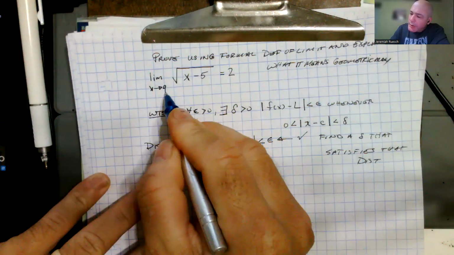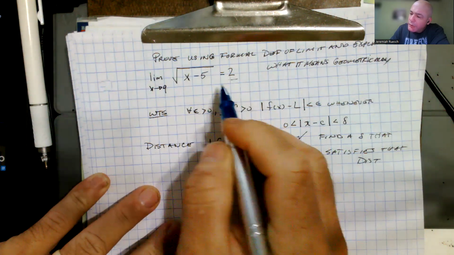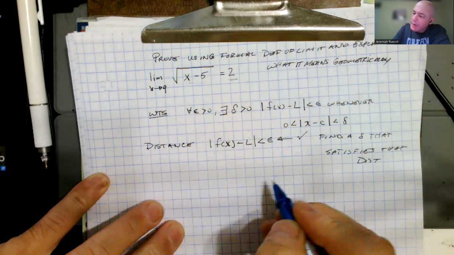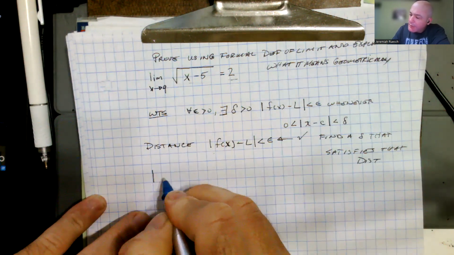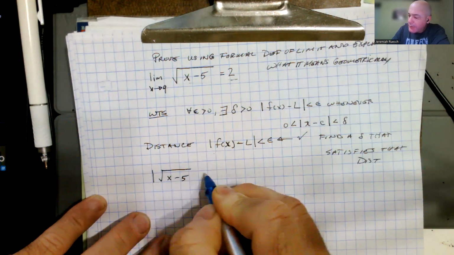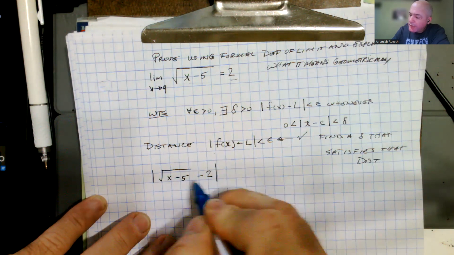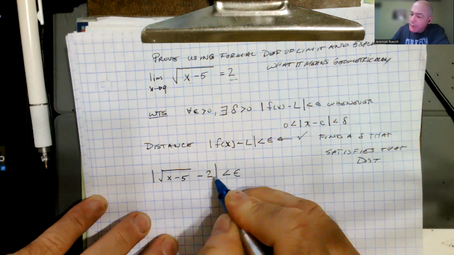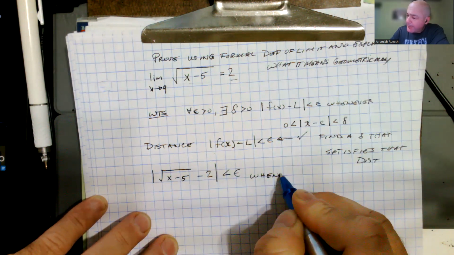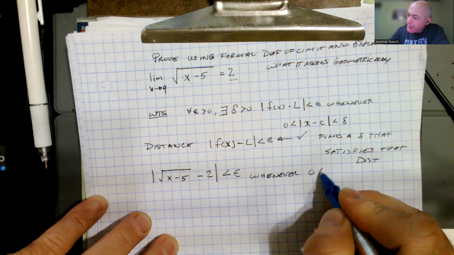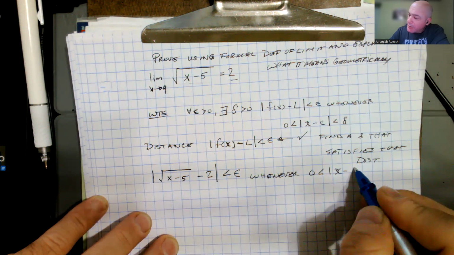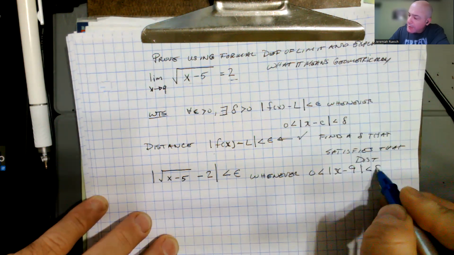So notice that our limit here is 2. This is our f of x, and this is the c value that we're approaching. So let's go ahead and plug in the values just to make it look a little less scary. So f of x here is going to be the square root of x minus 5. And the limit is 2. So we want this to be true. So we want that to be less than epsilon whenever 0 is less than the absolute value of x minus the limit, which was 9, is less than delta.